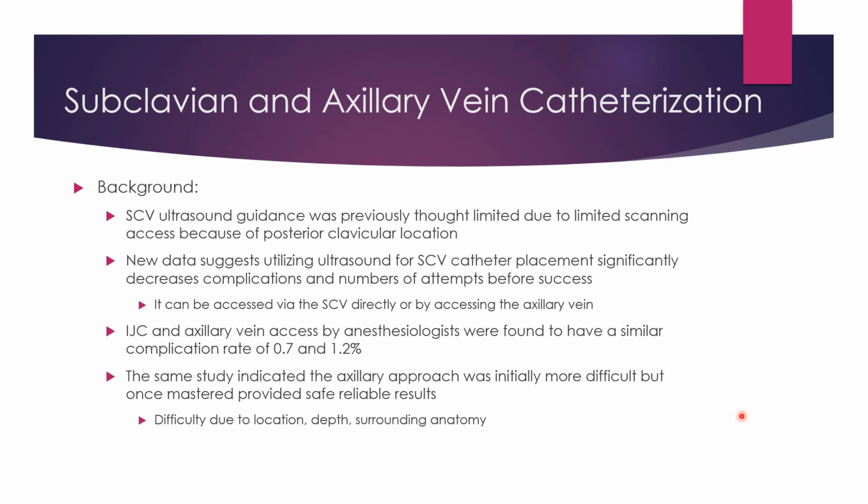Internal jugular catheterization and axillary vein access by anesthesiologists were found to have a similar, relatively low complication rate of 0.7 to 1.2%. The same study indicated that the axillary approach was initially more difficult, but once mastered, provided safe, reliable results. And some of the things that had an effect on how accurate and useful the axillary catheterization was were directly due to the location, depth, and the surrounding anatomy of the vein.